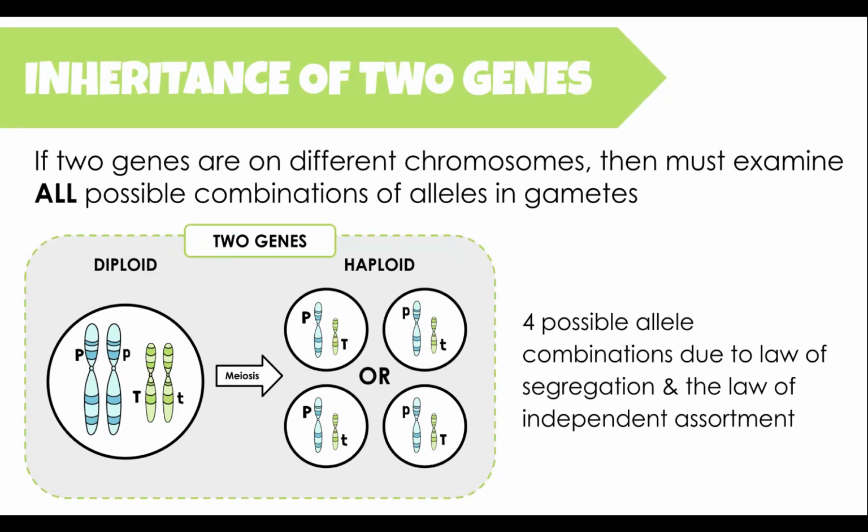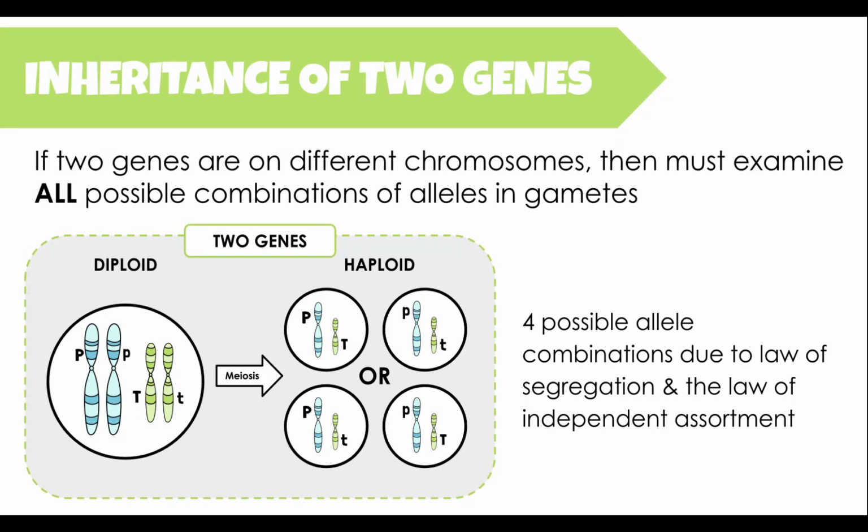That is not always the case, though, because there are cases where we're inheriting two genes. If we're looking at the inheritance of two genes that are on different chromosomes, we need to look at all possible combinations of the alleles in those gametes. It's pretty simple before: if you only had two alleles, some of the sex cells will have one allele, and some will have the other allele.